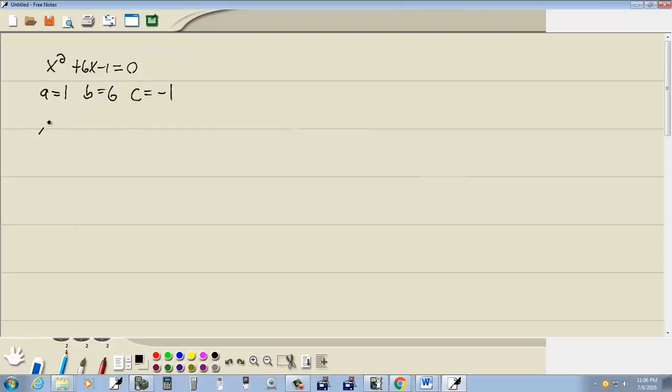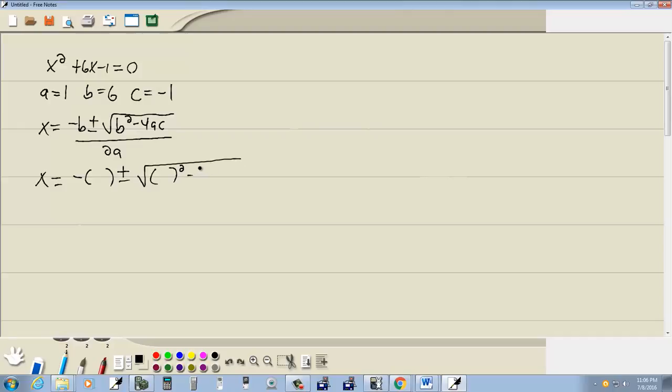Now our quadratic formula is x equals negative b plus or minus square root of b squared minus 4ac all over 2a. And it's always best to go through and replace all of your variables with parentheses before you plug in your numbers. So I'm going to go through my quadratic formula, and everywhere I have a variable, I put in a set of parentheses.